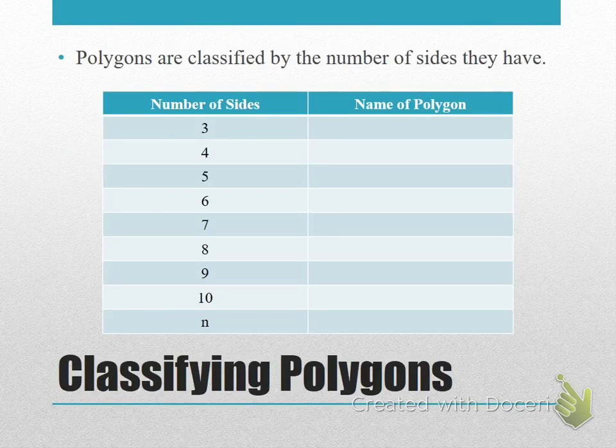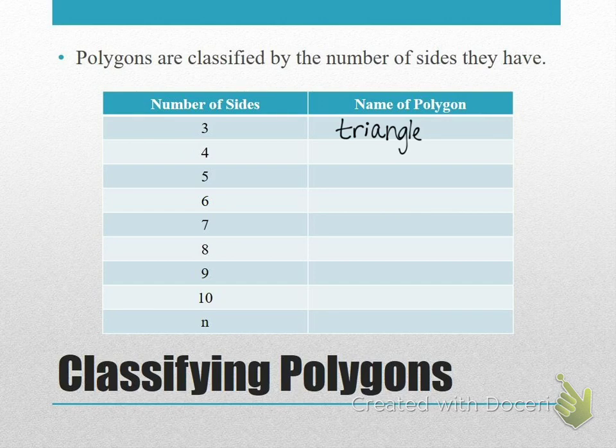Classifying polygons by the number of sides they have. This is one of those first things that you're going to have to memorize, basically. However, many of these you probably already know. What do we call a three-sided polygon? A triangle. You already know that one. Not a big deal. The next one gets a little tricky for some people.